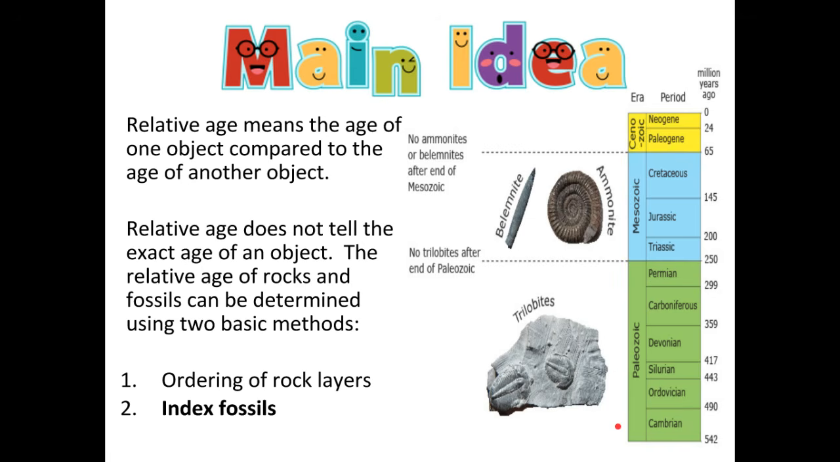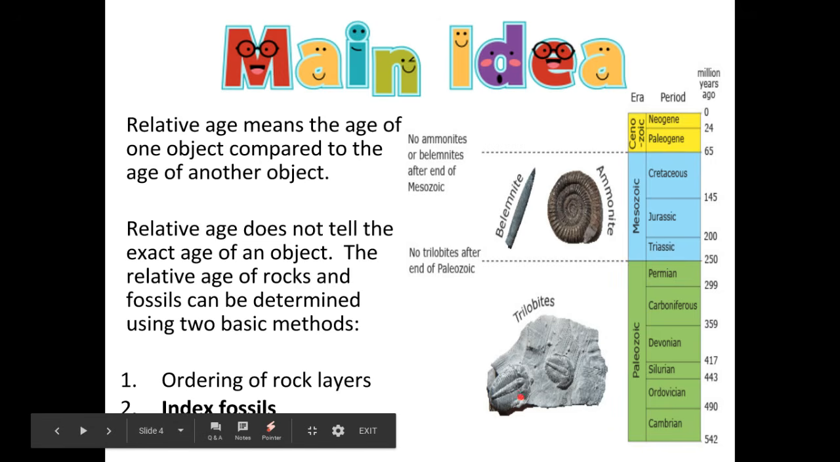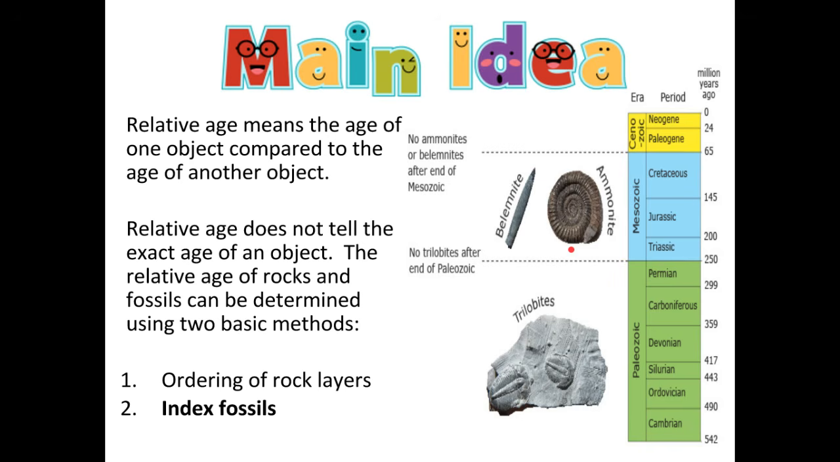But when we find trilobite fossils, we know approximately the relative age of those rock layers and those fossils. And if we find ammonite fossils, we know they're approximately 65 million years old, or the fossils and the rock layers nearby must be about the age of the dinosaurs. So those are some common index fossils and how they tell us a relative age.